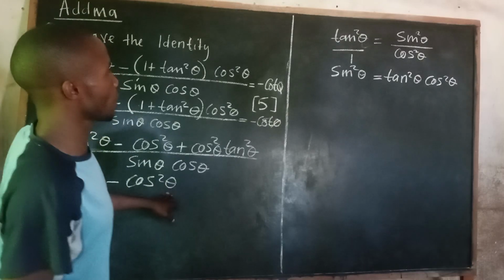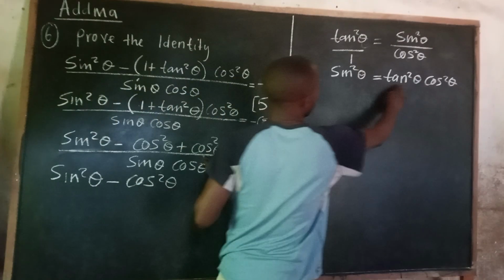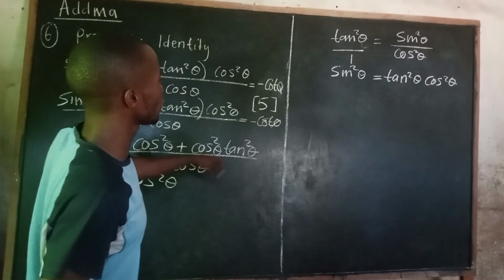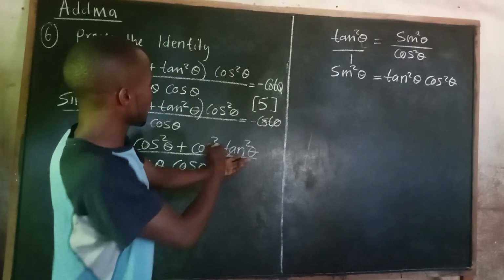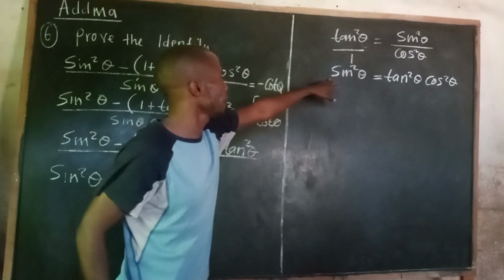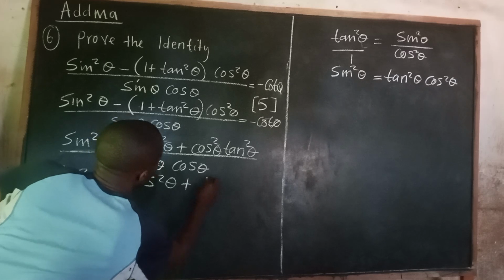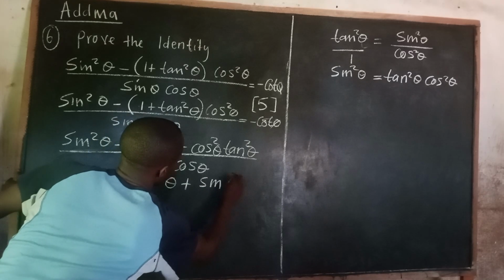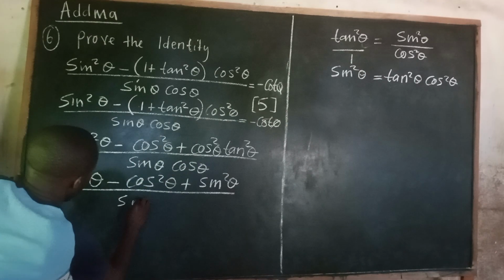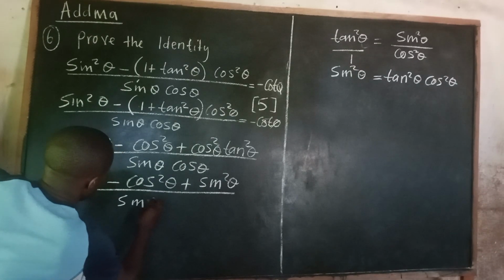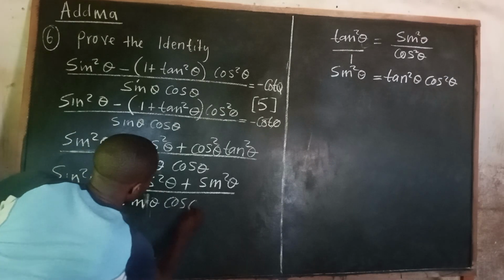Then here now, this time around, we are going to substitute. See, this is tan theta squared cos theta squared, which is same as what? Sine theta squared. So where there is cos theta squared tan theta squared, we are going to substitute by what? Sine theta squared. Okay, so we are going to say plus sine theta squared over sine theta squared cos, this is sine theta cos theta.